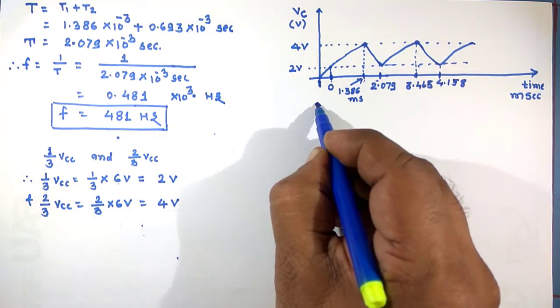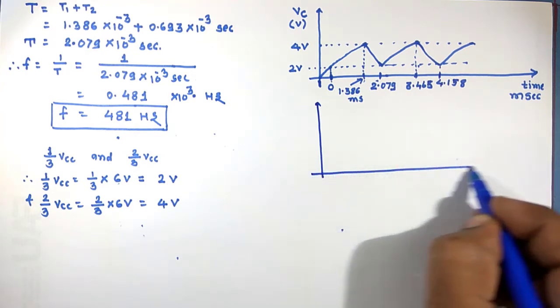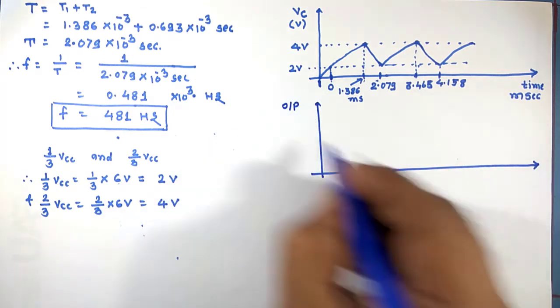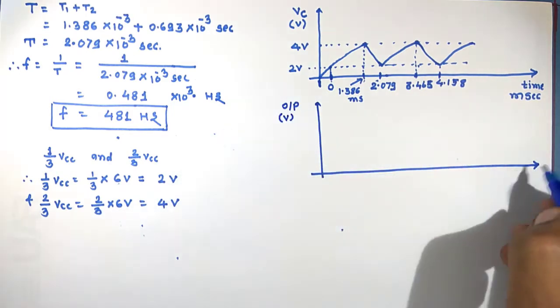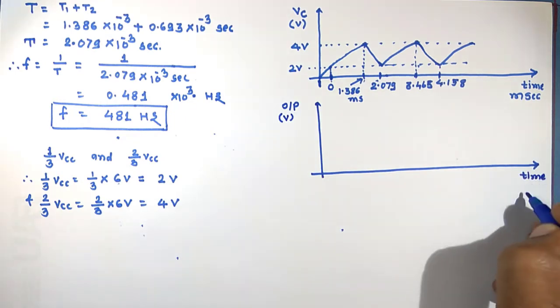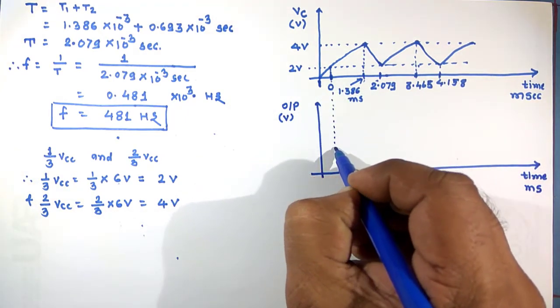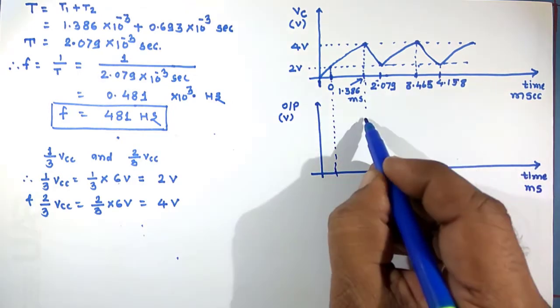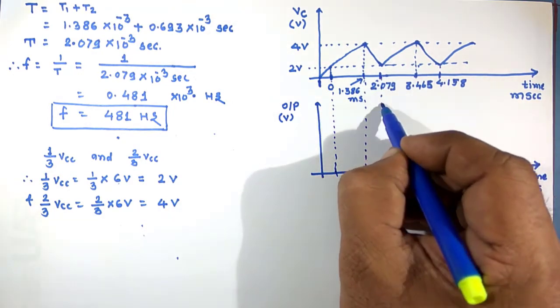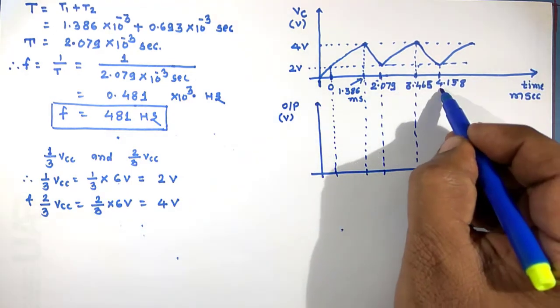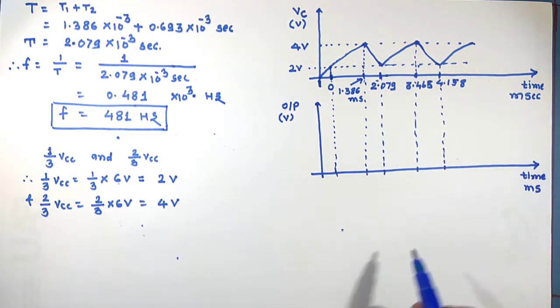In a similar manner here, we can draw the output waveforms. Output voltage we will take on y-axis and time on x-axis. Time is in millisecond. This is time t equal to 0. This is time t1. This is time t2. Again this is time t3, and so on. So the waveforms can be drawn like this.